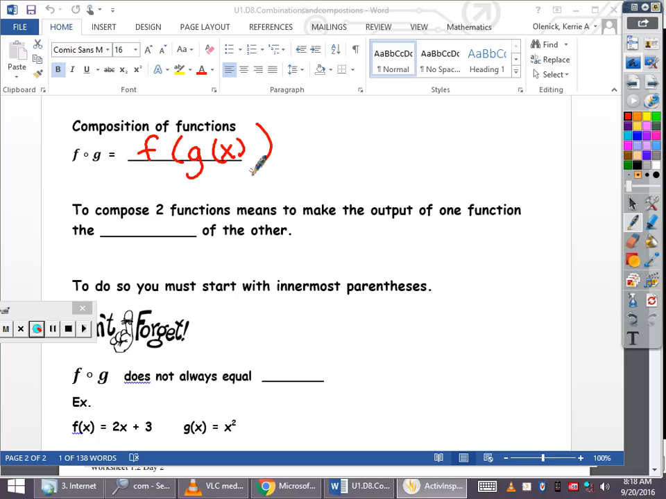Okay? So to compose two functions means to take the output of one function and plug it into the other. Substitute into the other. It's the substitution of the other. It's the input of the other. Okay? All right. To do so, you have to start with the innermost parentheses. Okay? It's the input of the other. You're substituting it in. Okay?